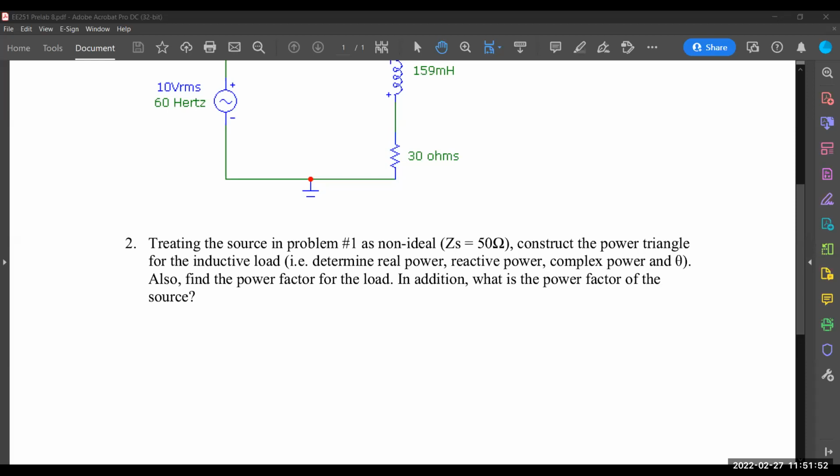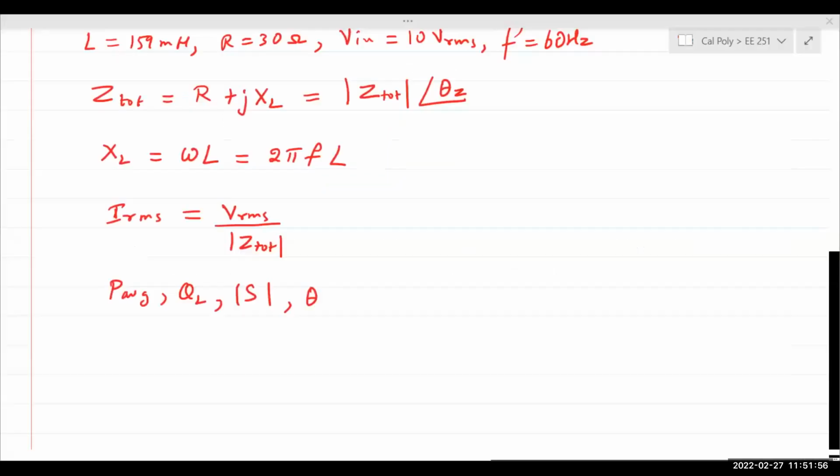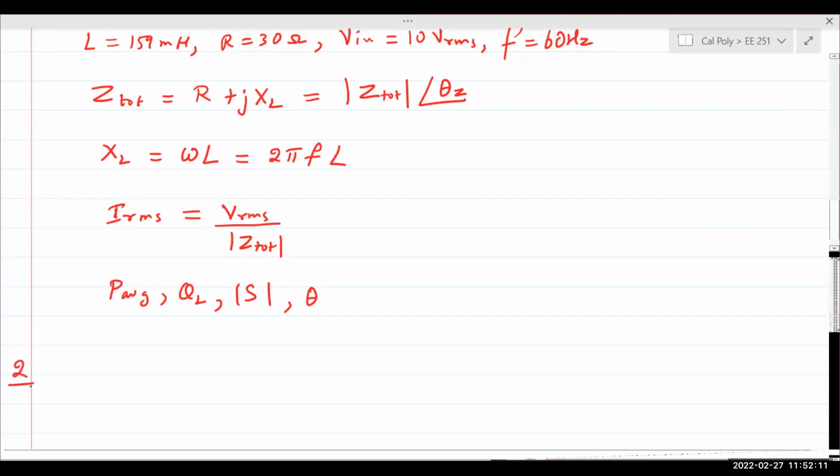Simply take that 50 ohms. Again, note that it does not have a complex number in there. So ZS is purely resistive. And if it's purely resistive, all you have to do is add it up. So in this case, your Z total would be ZS plus R plus XL.